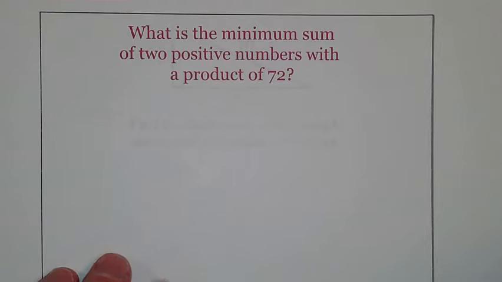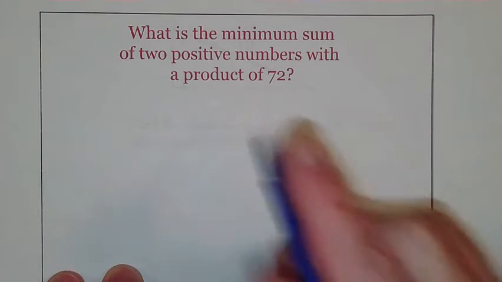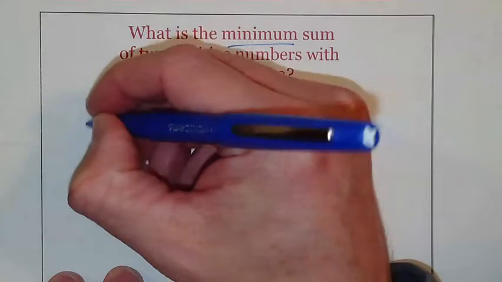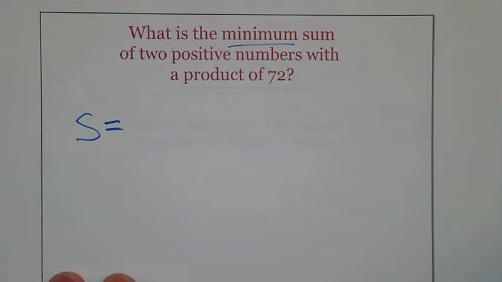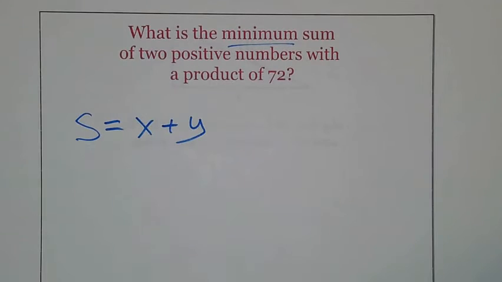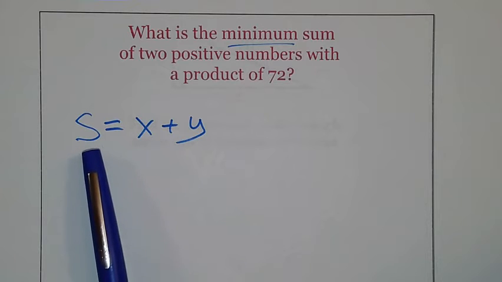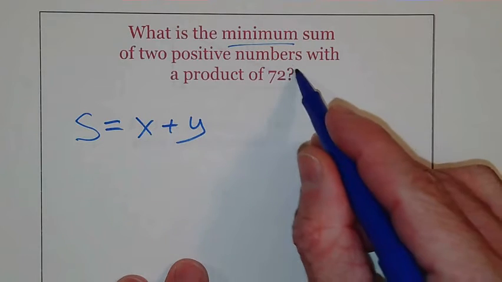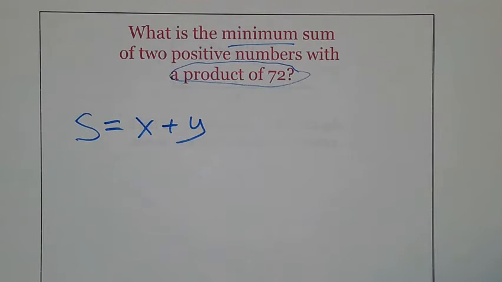Number 1 says, find an equation for the quantity I'm trying to maximize or minimize. In this case, I'm looking for a minimum sum. And so I'm going to use S to stand for the sum, because that's what I'm trying to minimize. And the sum of my 2 numbers is x plus y. X will be one number, y will be the other. Now, this is a simple equation, but it's too complicated because it's got too many variables. I want the sum in terms of one variable, and I've got the sum in terms of 2 variables. So I'll have to use more information. I'm going to have to use the fact that the product of those 2 numbers is 72.